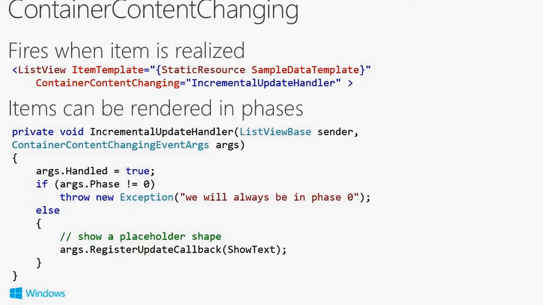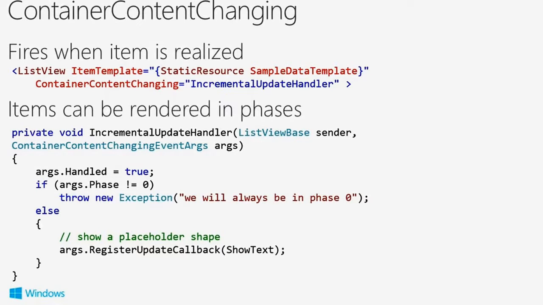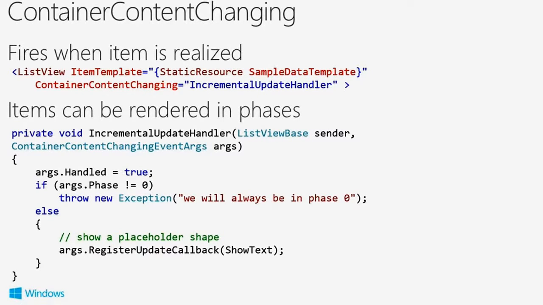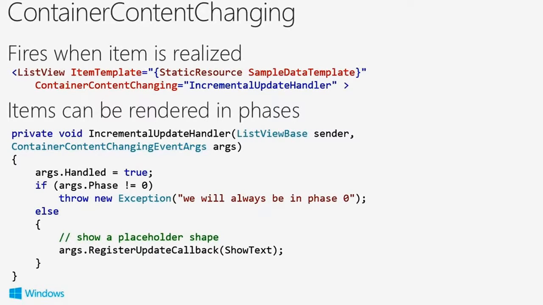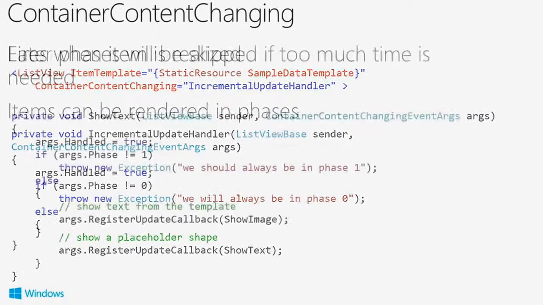We can do it with this thing called container content changing, and this fires whenever the item is realized. Whenever the system looks at any individual item and says, "Whoa, I need to render that item." The item can then be rendered in phases. Here's the event handler. You see, we set the args.handled equals true, and the first phase we come to is going to be phase 0. We will always come to phase 0 first. And then we can do things like show a placeholder shape and then register an update callback for the next phase of rendering.